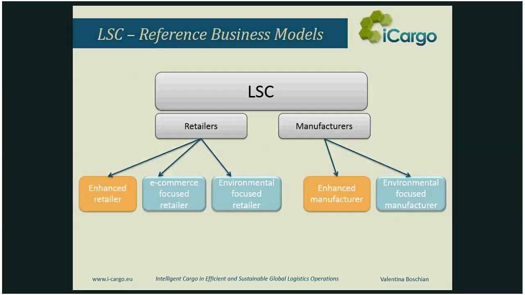The e-commerce focused retailers are traditional and new dedicated retailers that are pursuing business model based on e-commerce. iCargo will strongly favor these new models. Then we have the environment focused retailers. The most important retailers are redesigning their supply chain towards reduction of emission and energy consumption. And iCargo will accelerate these trends. It's important to underline that the models are incremental and non-alternative to each other. This means that the same changes foreseen for the enhanced retailers can be shared also by the two other profiles.